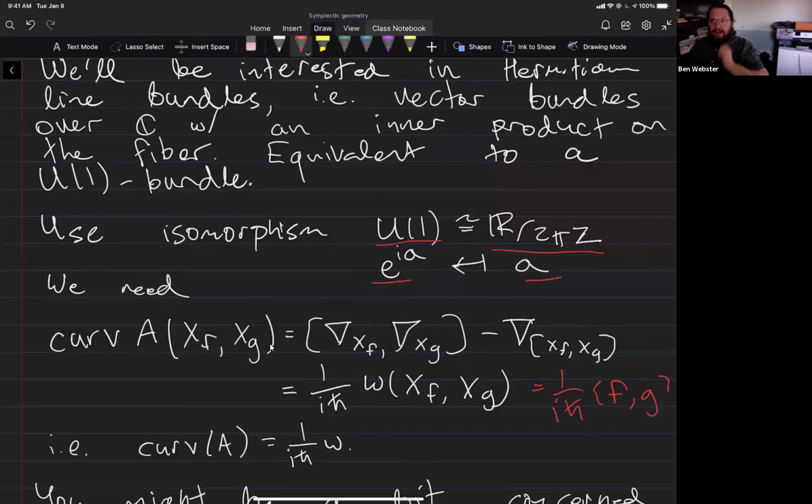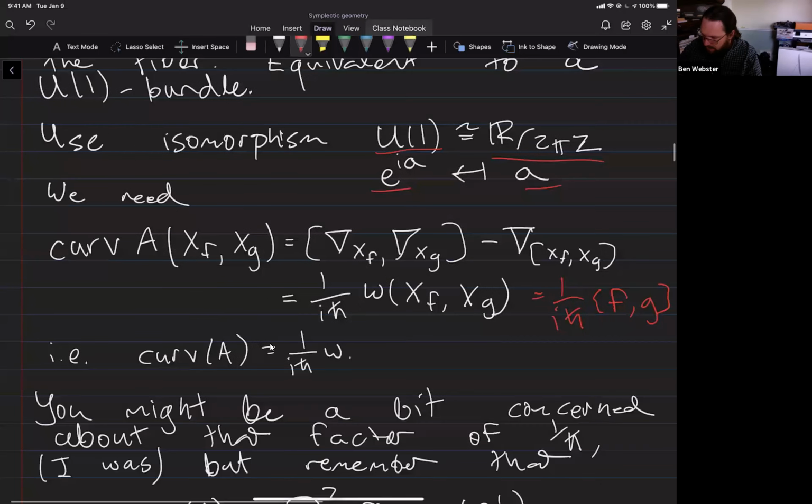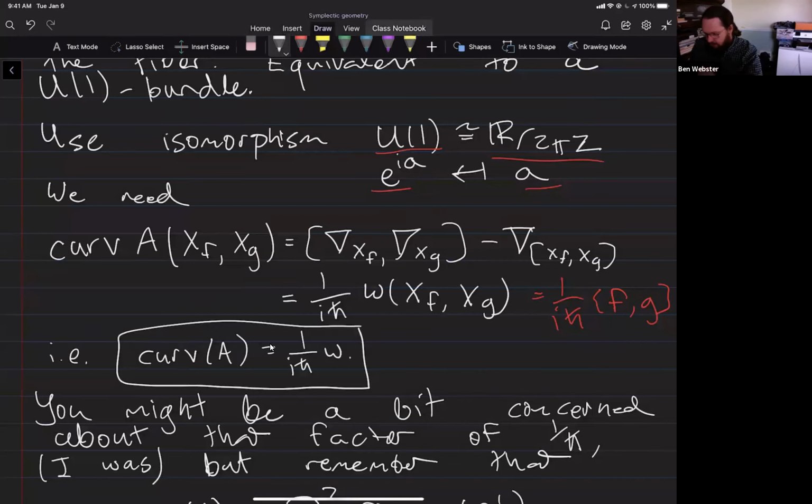Right, so this is by definition the Poisson bracket of F and G, but I'd rather write everything in terms of the vector fields. So I can just forget about my Hamiltonian vector fields and say that I want the curvature to be 1 over i h-bar times omega.